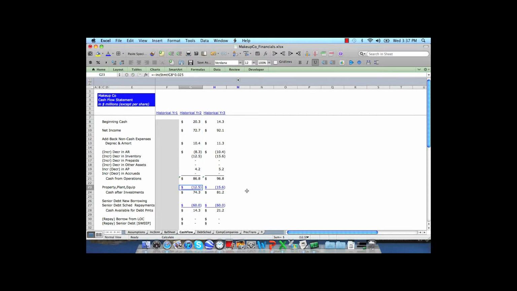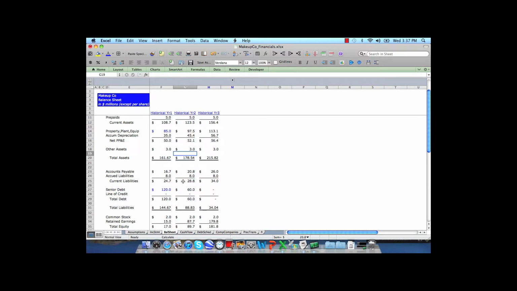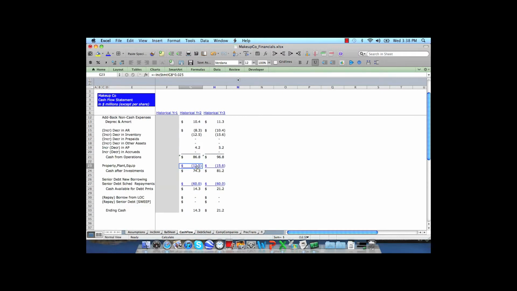Next section would be cash from investments, cash for investing activities. I have just put in a formula that ties that value to revenue. It's reasonable to assume that as revenue grows, investments in property, plant, and machinery would have to grow. So you can see there's just a formula here. And that change in PP&E flows to the balance sheet. If you look, we're going from 85 to 97.5. That difference is generated here on the cash flow statement.